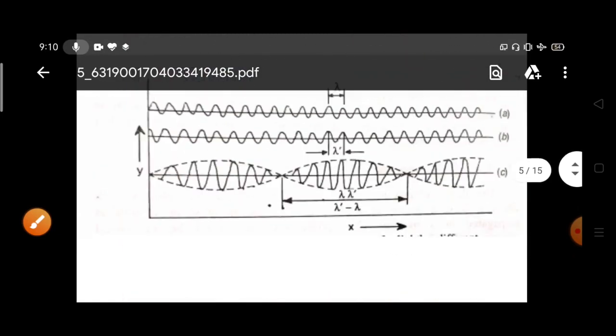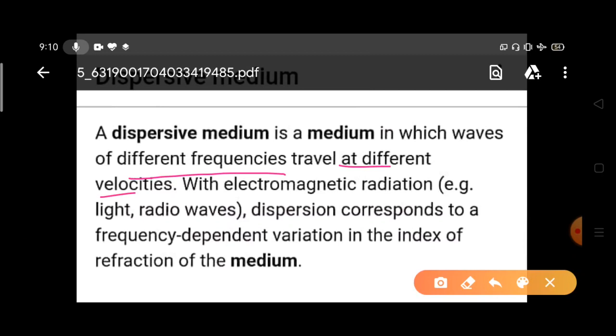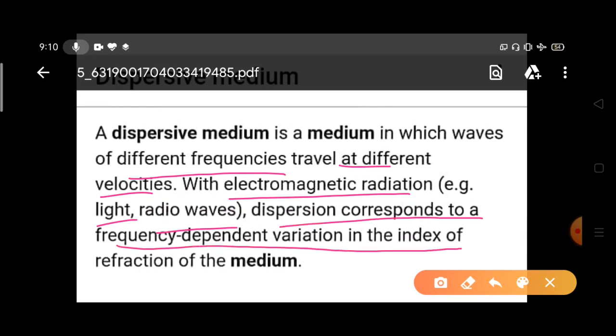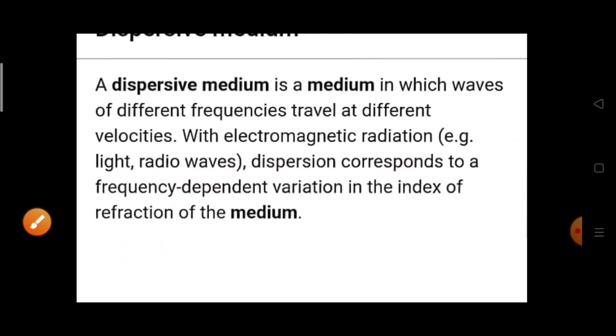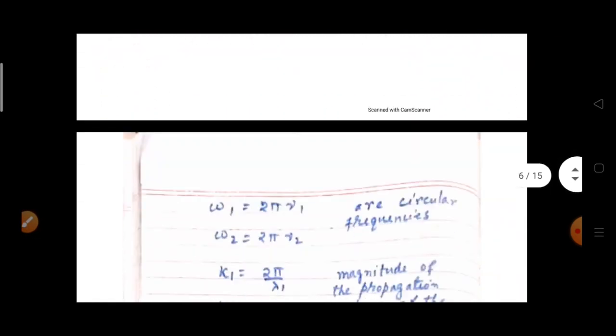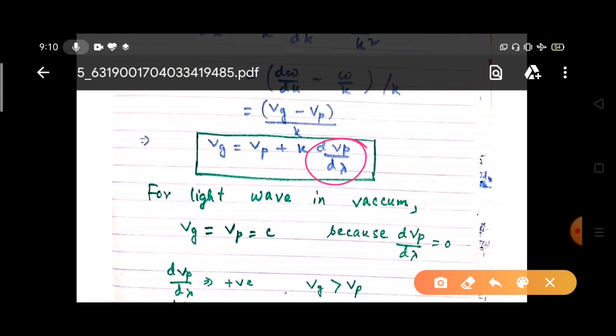Now we define the dispersive medium. A dispersive medium is a medium in which waves of different frequencies travel at different velocities. With electromagnetic radiation such as light or radio waves, dispersion corresponds to a frequency dependent variation in the refractive index of the medium. So due to the variation of the refractive index, we get different velocities at different wavelengths. That's why dispersion happens, and the corresponding medium is a dispersive medium. So whenever there is variation of dVp by d lambda, dispersion is happening, that is variation of velocity with the variation of wavelength.